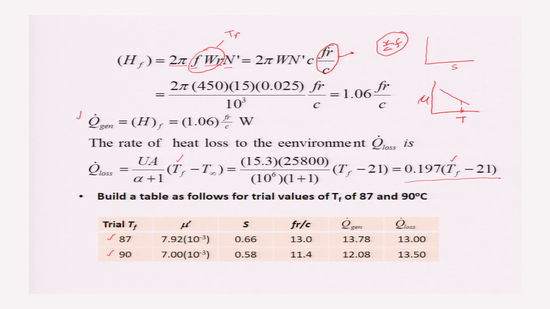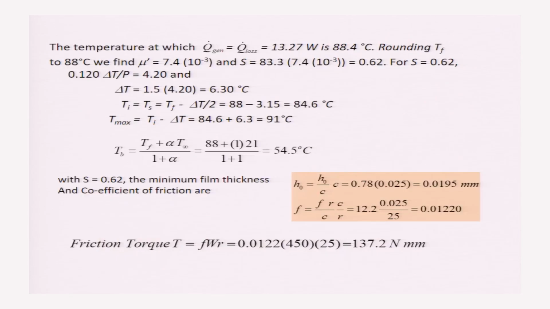When we increase the trial temperature to 90, we found that Q gen is 12.08, but Q loss is 13.5. It is just opposite to the previous one. It means the temperature at which these two will be the same will lie between 85 and 90. And you can do it in this tabular way to get the T_F which will give us the same value, and that is obtained as 88.4 degrees centigrade, and for that both Q gen and Q loss are 13.27 watts.